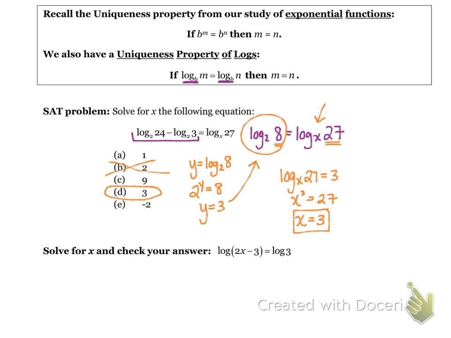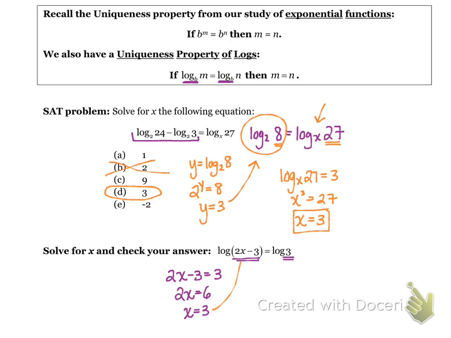So we're going to solve this log at the bottom the same way. We have two logs that are base 10, so the two arguments must be equal. So we can now use the uniqueness property and say that 2x minus 3 equals 3. Well, if I add 3 to the other side, I get 2x equals 6 and x equals 3.